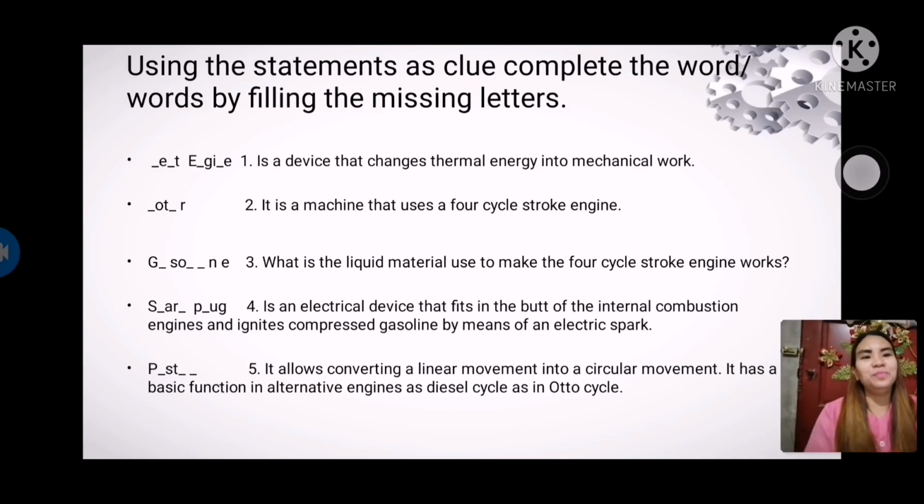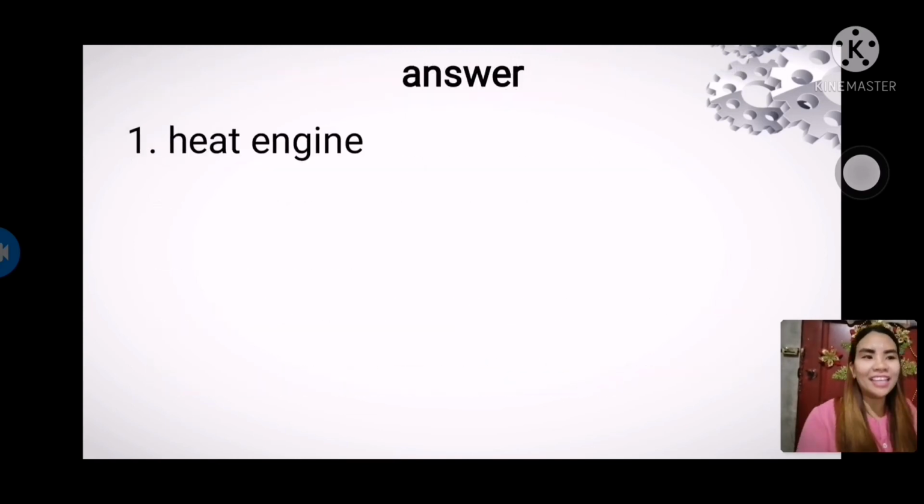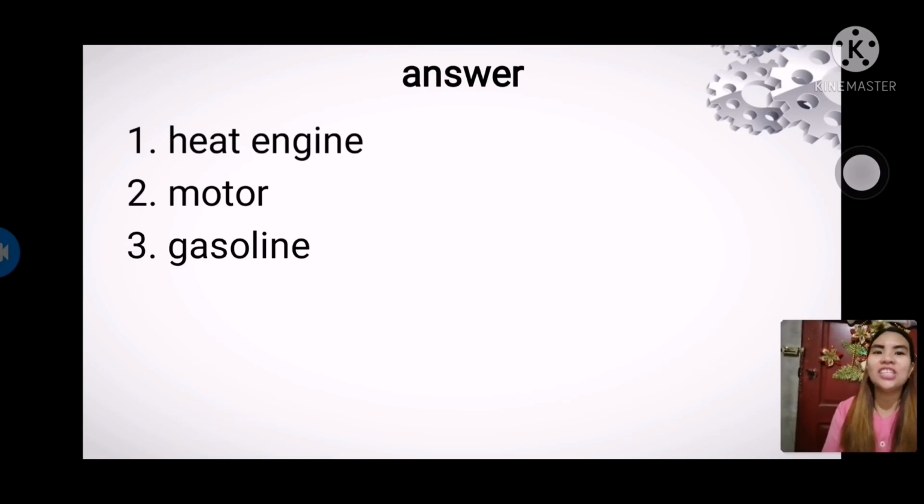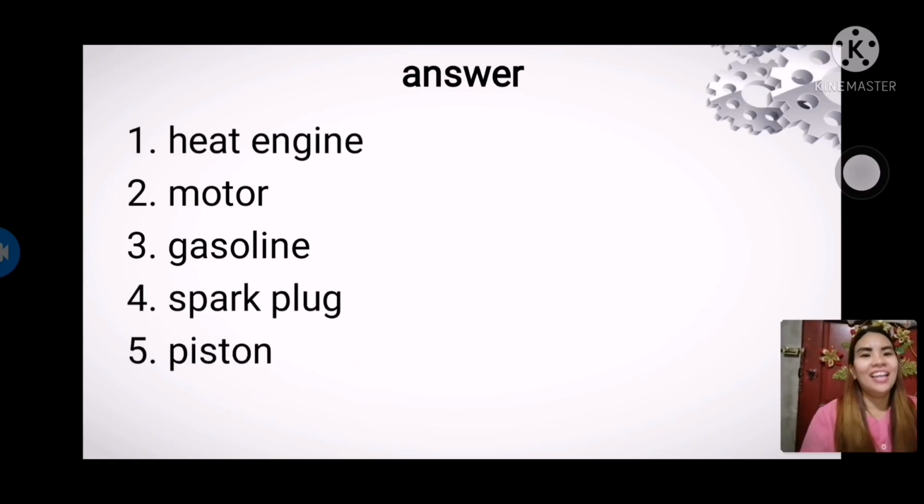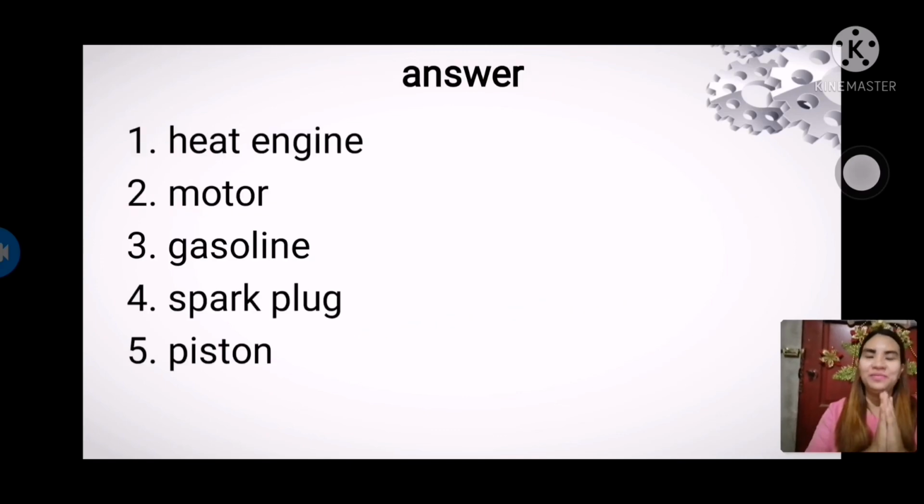Okay, pencils up. Let's check your work. Number 1, the answer is heat engine. Number 2, motor. Number 3, gasoline. Number 4, spark plug. And last, we have the piston. I think it's very good for those who got it. Meaning, you have understood the important things as we went on with our discussion.